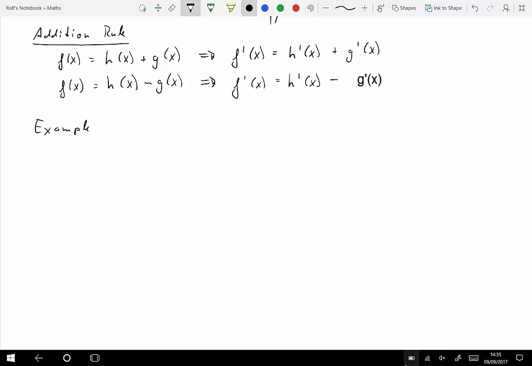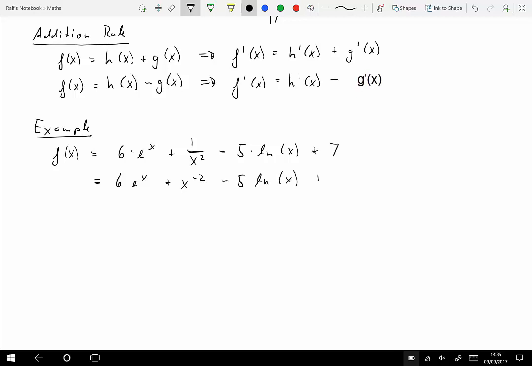Next we are going to do a little example so you can practice your newly acquired or refreshed skill. Here we have a function f of x. Let that be 6 times e to the x plus 1 over x squared minus 5 ln of x plus, here we have another term, 7. It's important to realize that the term 1 over x squared is of course nothing else but x to the negative 2, and everything else is unchanged.